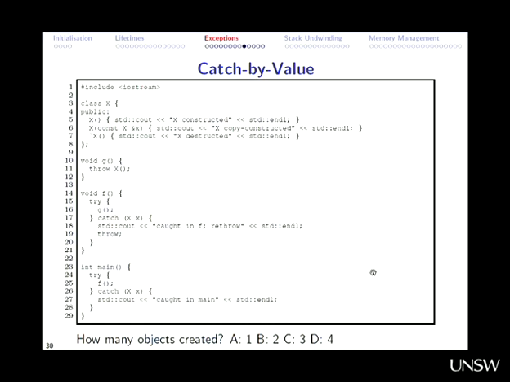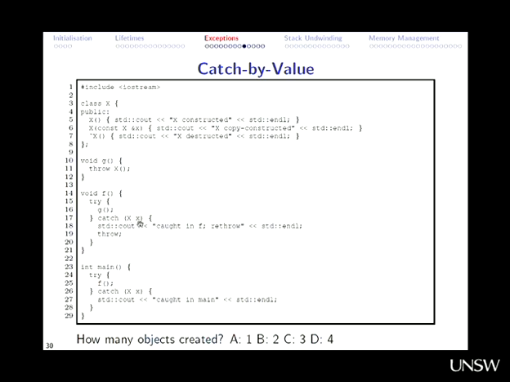Let's start down inside main. Inside main, we call function f. Function f comes in and says call function g. Function g comes in and says throw x. Okay, so at this point, we've created an object x. It gets thrown out of g.